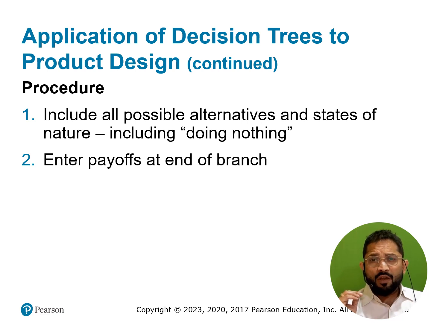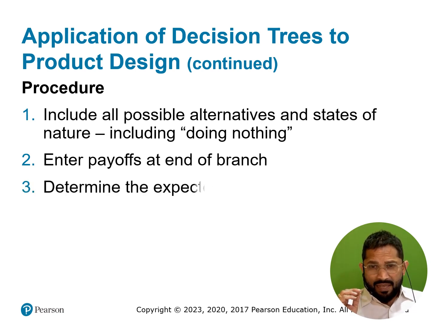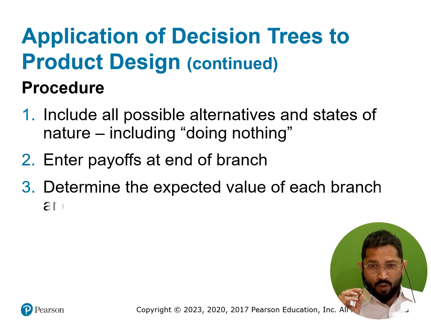Assign payoffs or outcomes to each end node of the decision tree based on the consequences associated with each alternative and state of nature. These payoffs represent the benefits or costs resulting from specific design decisions. Calculate the expected value of each branch by weighting the payoffs by their respective probabilities of occurrence. This involves multiplying the payoff of each outcome by its probability and summing these values across all possible outcomes for each branch.